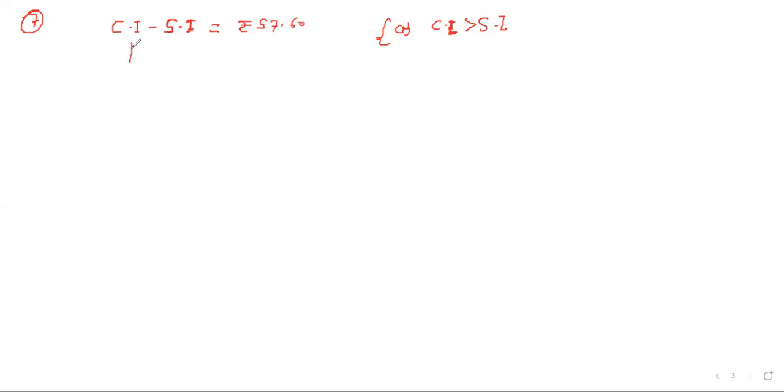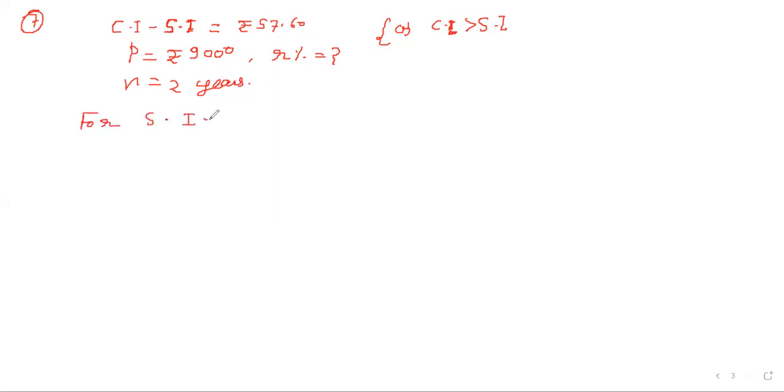Principal is rupees 9,000. Find the rate of interest. We have to find the rate percent. For 2 years means time is 2 years.